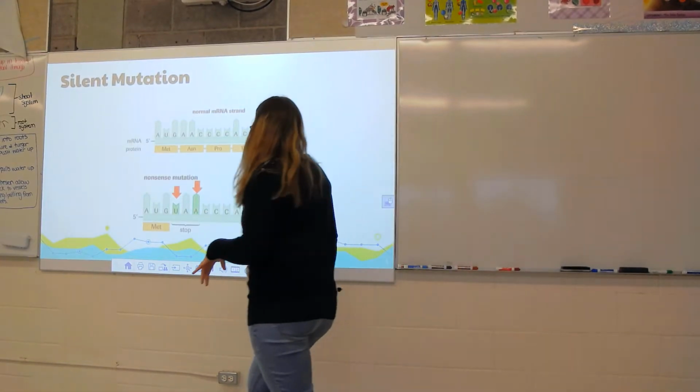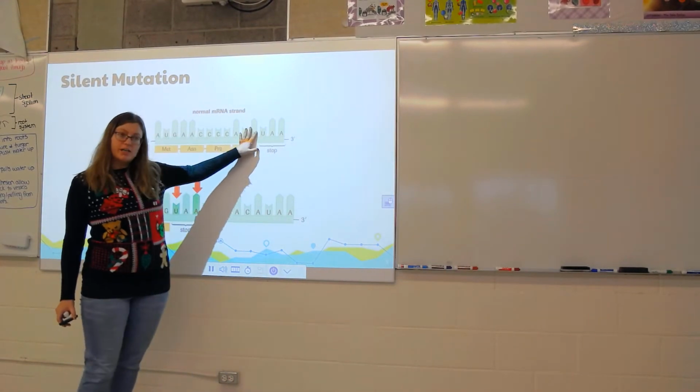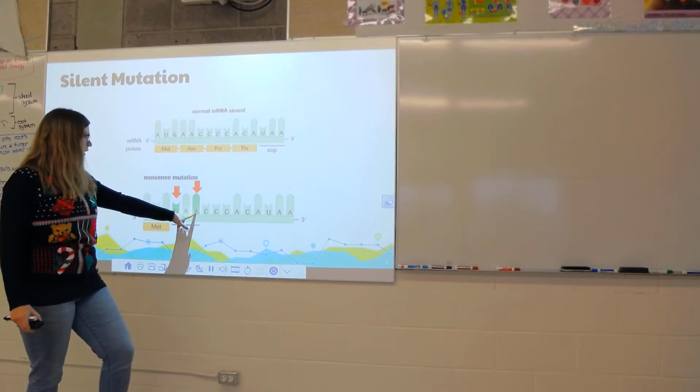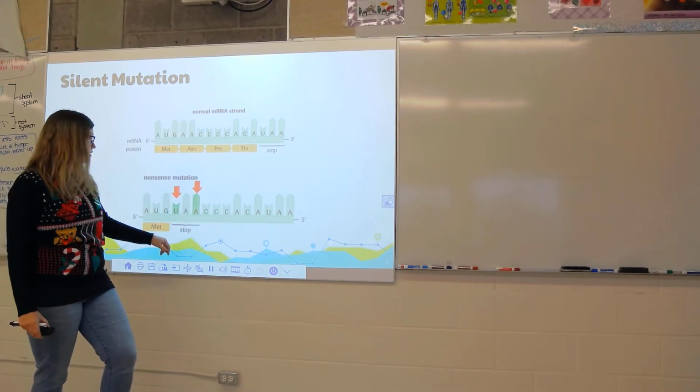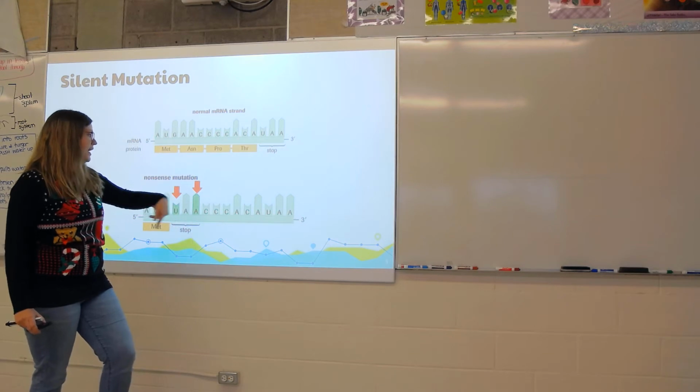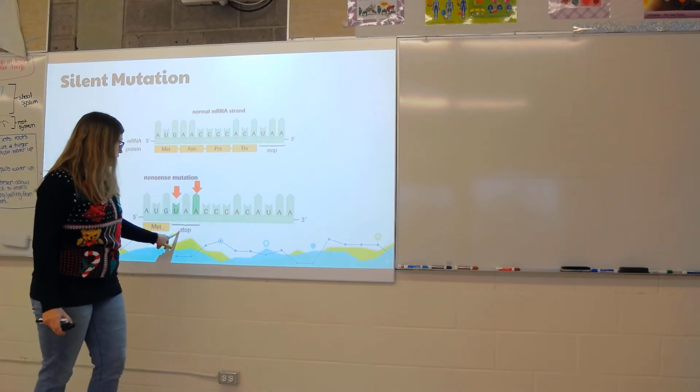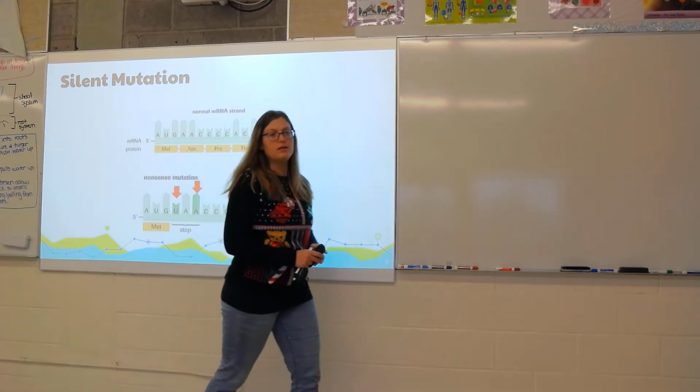Okay, so this guy here, again, same original mRNA strand up here, but down here we actually have 2 points that have been changed. So we have a U and an A being inserted here, which turns this part into a stop codon.